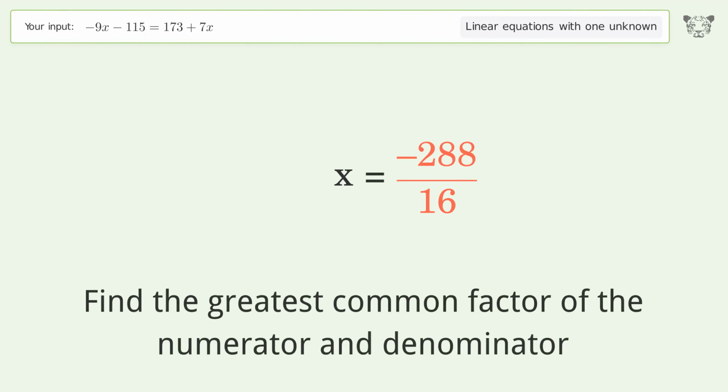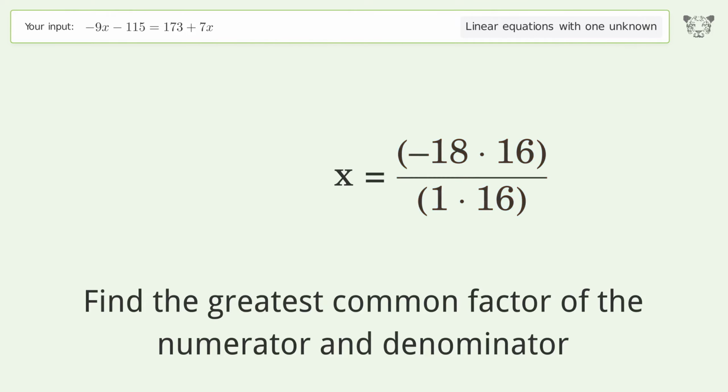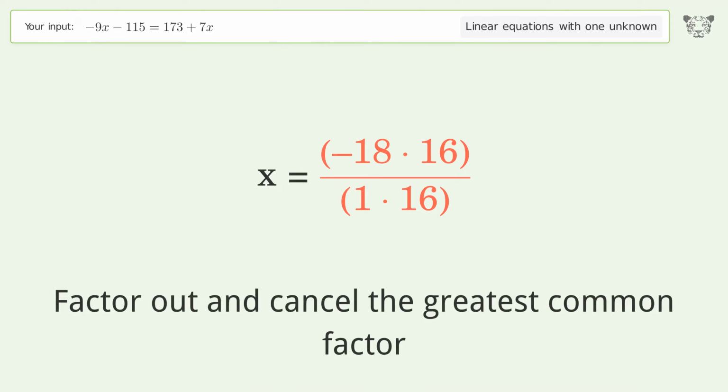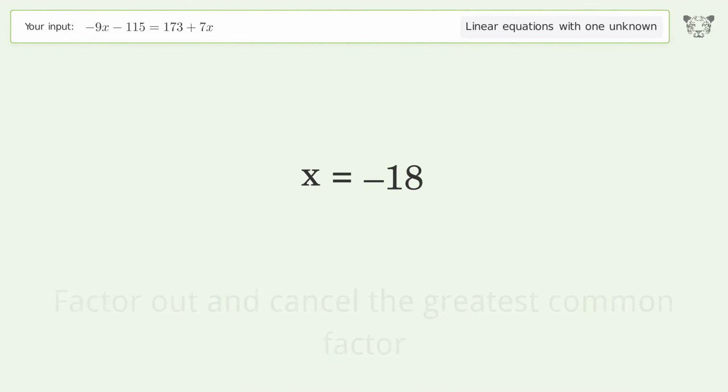Find the greatest common factor of the numerator and denominator. Factor out and cancel the greatest common factor. And so the final result is x equals -18.